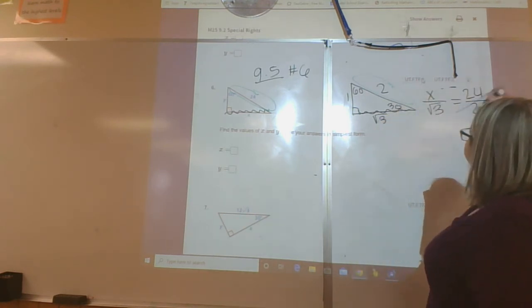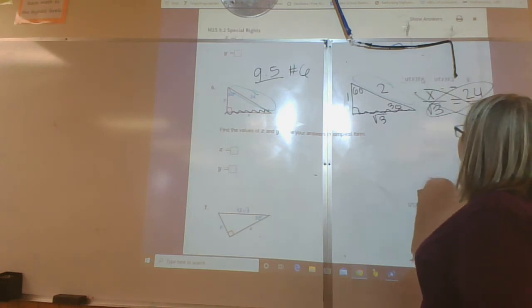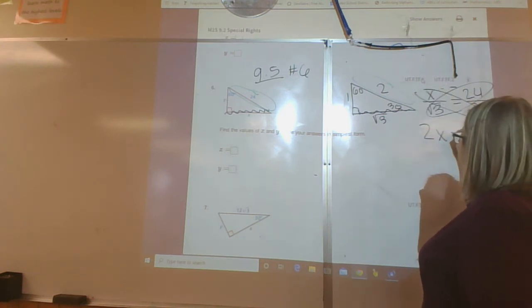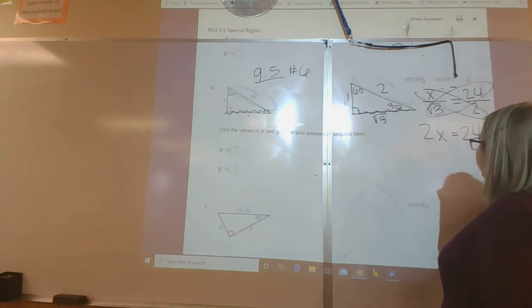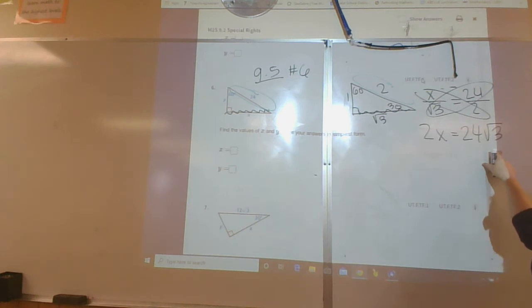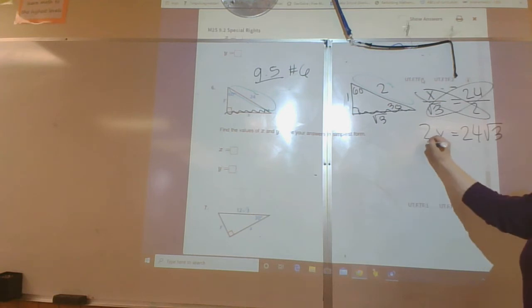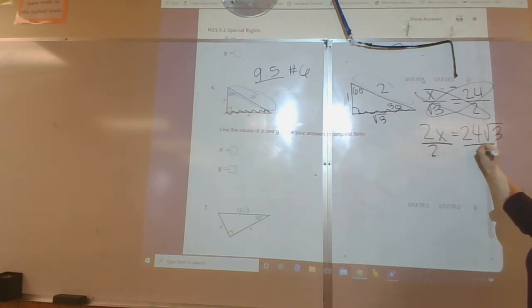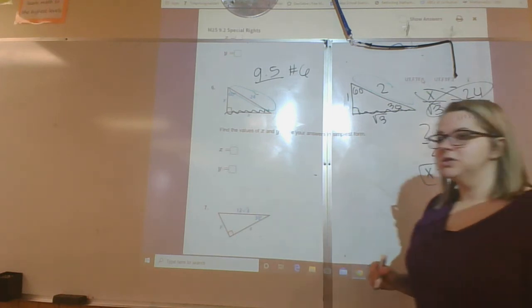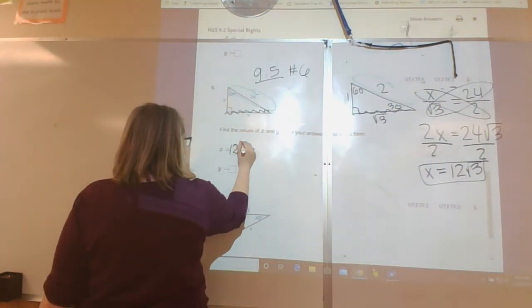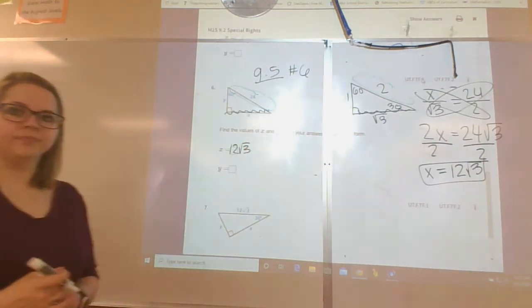Now I'm going to cross multiply. X times 2 is 2x, which equals 24 times square root of 3, which is just 24 square root of 3. This here means the same as 24 times the square root of 3. So now I'm going to divide by 2 because we want to get x alone. I put this in my calculator and I end up with x equals 12 square root 3. And that's my answer. So my x here is going to be 12 square root 3.